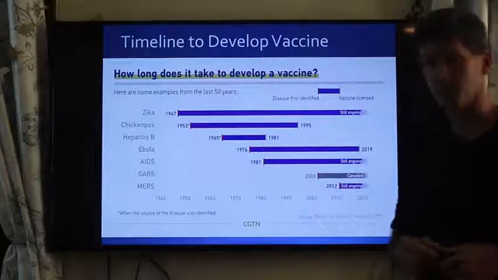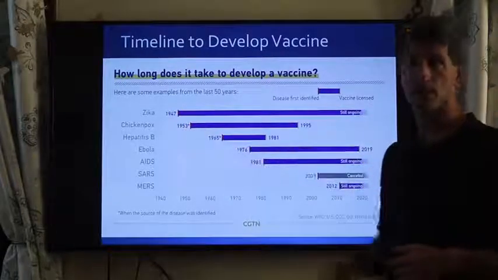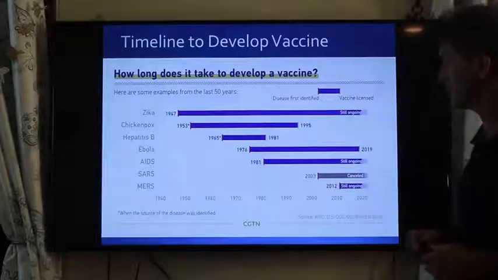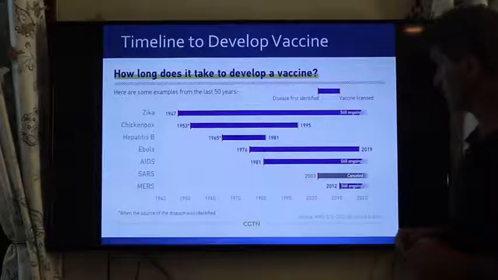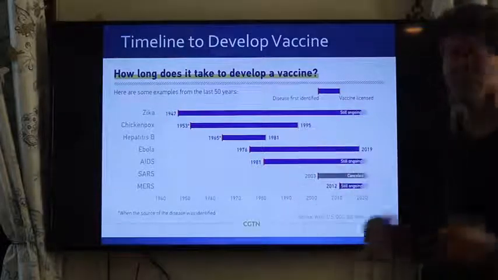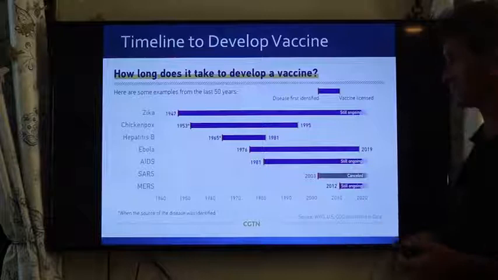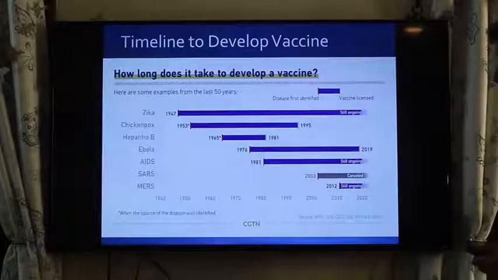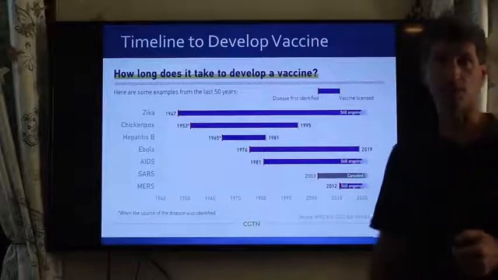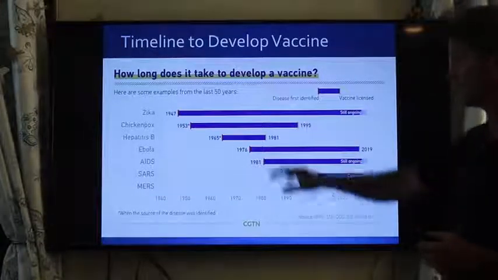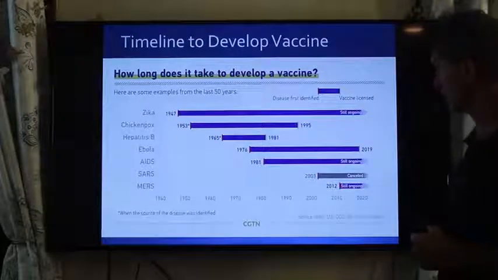Chickenpox, we developed a vaccine for that. The first attempt was 1953, but by 1995, we had pretty much eradicated chickenpox, varicella virus, sorry, I was saying smallpox. And now this vaccine is fairly common to prevent chickenpox and shingles. Hepatitis B, we have a vaccine for.